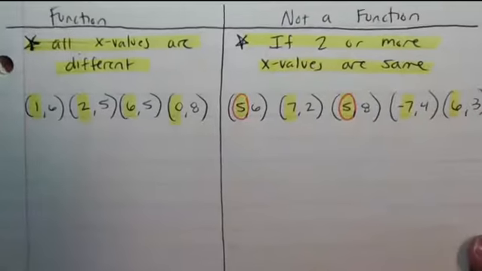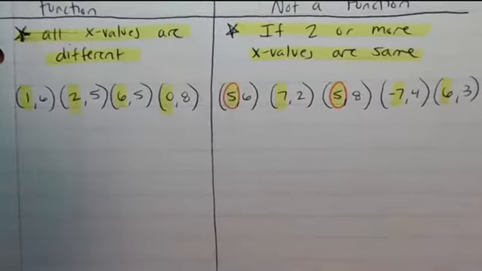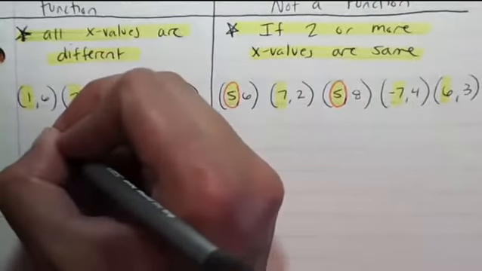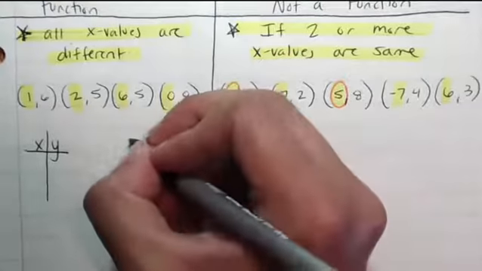Okay, so they could give you ordered pairs and have you identify if it's a function or not. They also could be giving you a table. So let's make our XY chart. We'll make 2 for each.